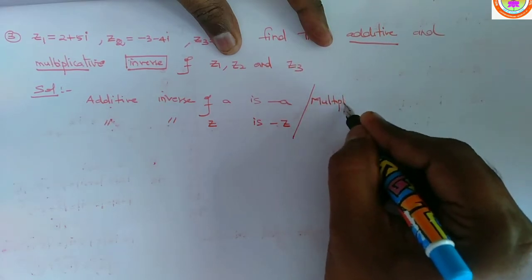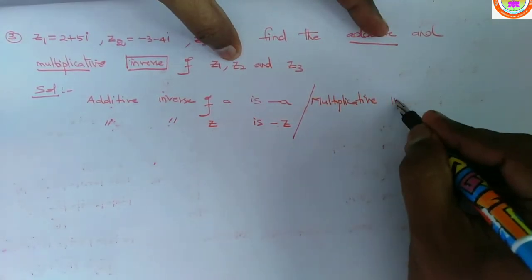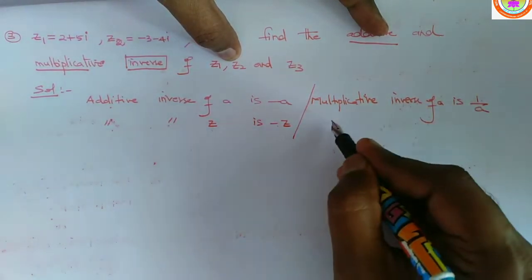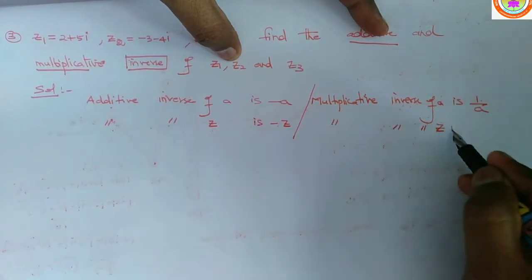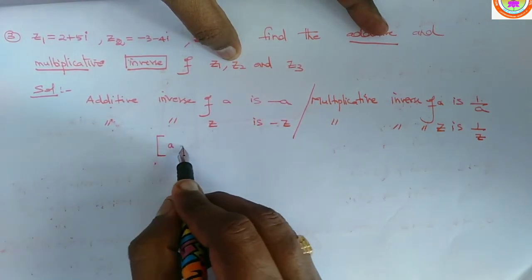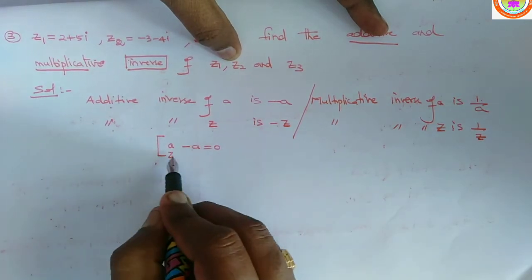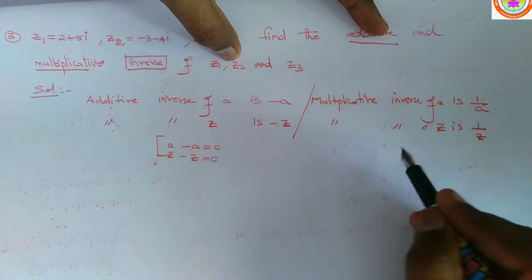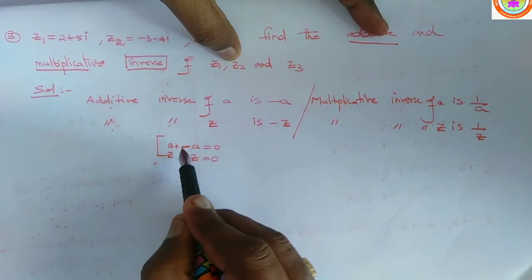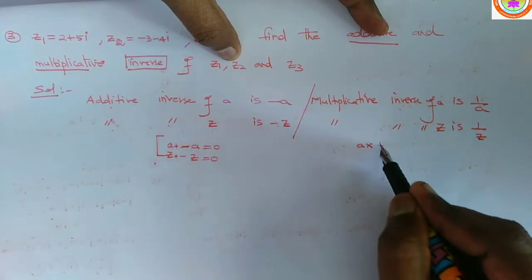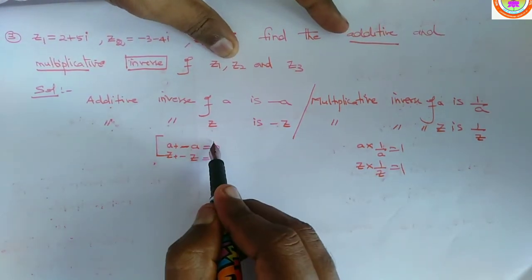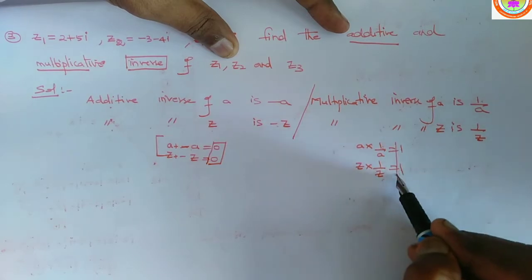Multiplicative inverse. The multiplicative inverse of a is 1 by a. The same, the multiplicative inverse of z is 1 by z. That's all. Because the main thing is a minus a gives answer 0, z minus z gives answer 0. Here a into 1 by a, the answer is 1. z into 1 by z, the answer is 1. Because we saw in the properties, 0 should come here and 1 should come here.